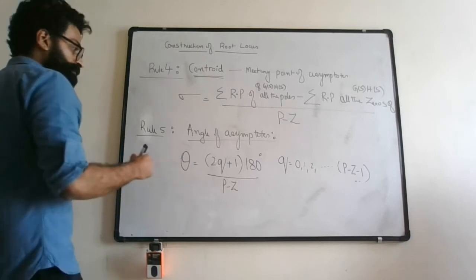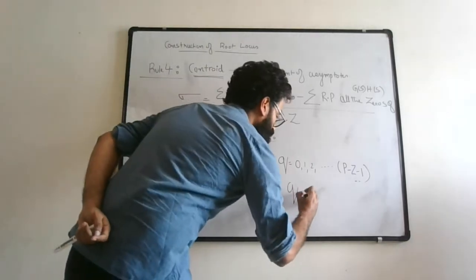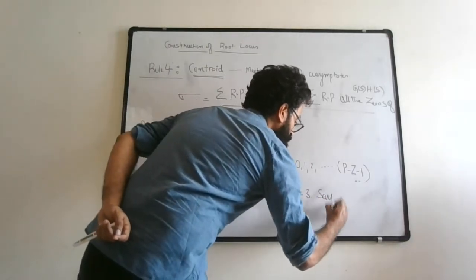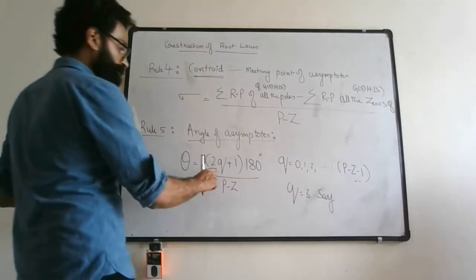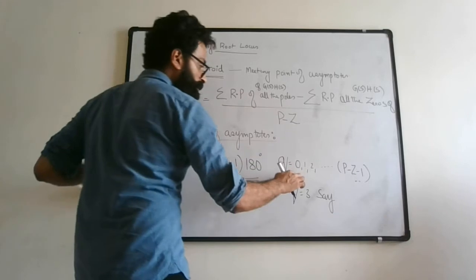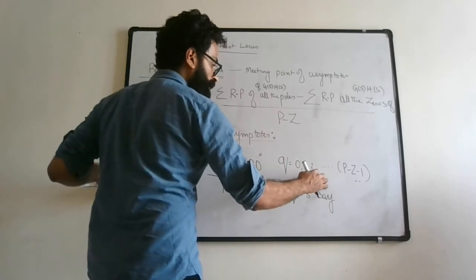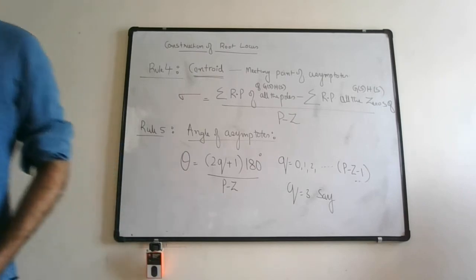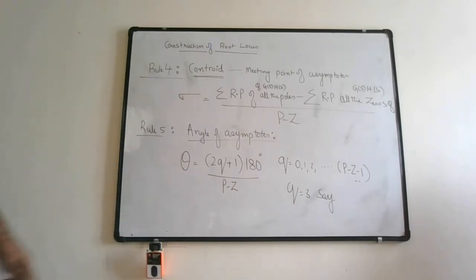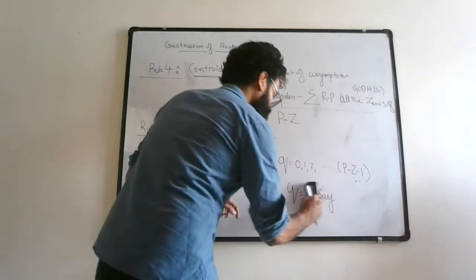Say for example, if you get q is equal to 3, that's the reason I have written q is equal to 3. So q is equal to 3 means 0, 1, 2. Or a better way of writing it, as that is a little confusing.